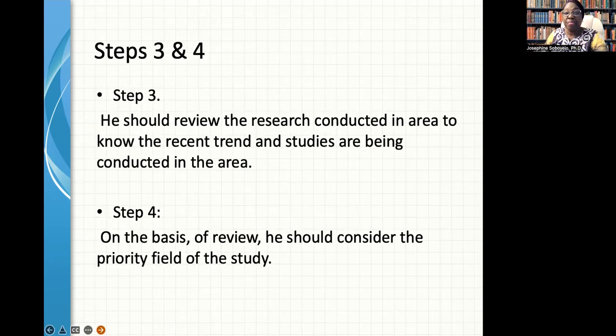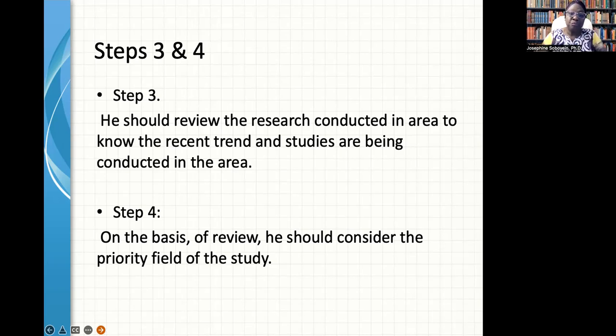Step 3, the researcher should review any other research that has been conducted in that particular area in recent trends and studies. That will give you a preview of what has been done in the area you want to research into, how far those studies have gone, if there are any loopholes you need to fill, if there are any further research you need to do in that area.